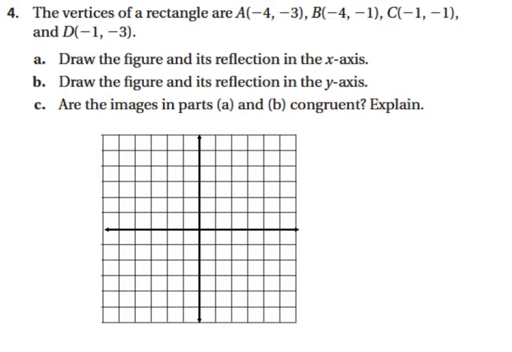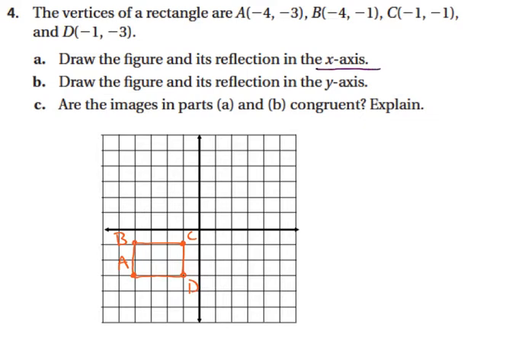A is at -4, -3. B is at -4, -1. C is at -1, -1. And D is at -1, -3. So here in red is the original rectangle.